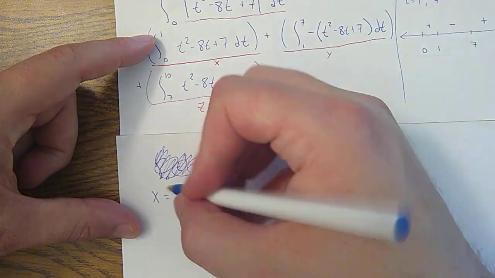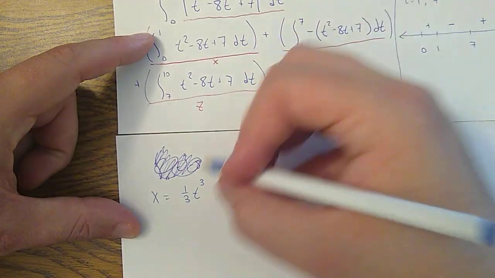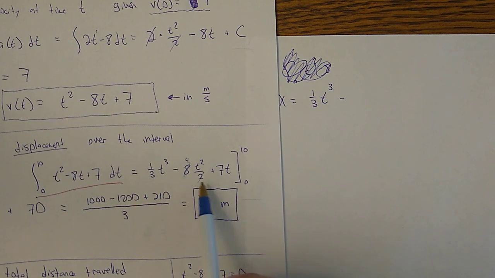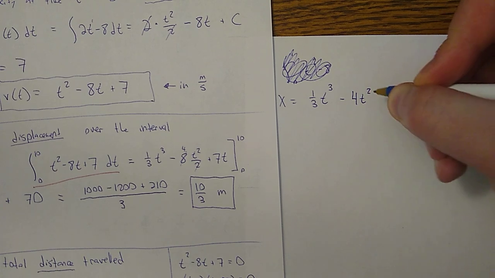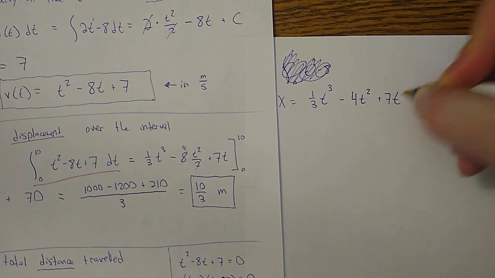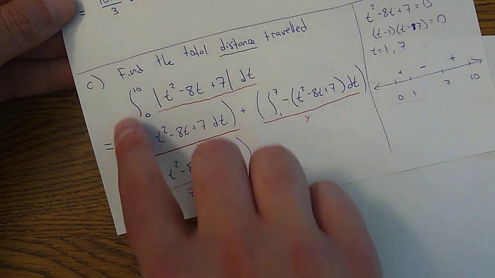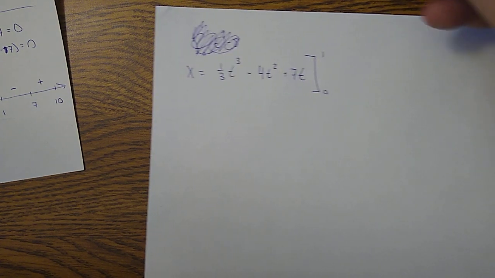I can do the antiderivative. This is 1/3 t cubed minus, actually, I already did all of this, right? For part B, I already found the antiderivative of this. Not that this is so hard, but I just realized I can just copy my answer from before. It's the same antiderivative. It's just that now I'm not going from 0 to 10. Now I'm going 0 to 1. So I go 0 to 1.